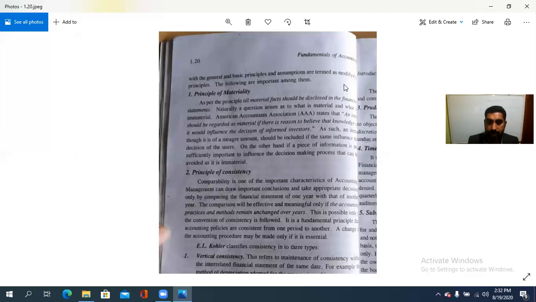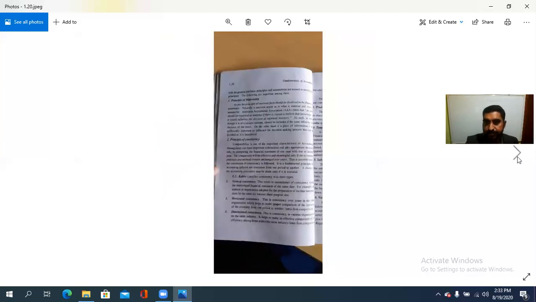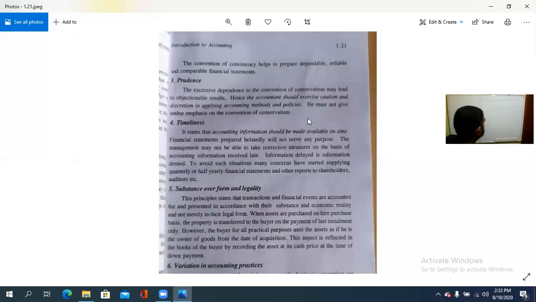Accounting procedure may be changed only if it is essential. ആവശ്യം ഉണ്ടെങ്കിൽ മാത്രമേ അക്കൗണ്ടിംഗ് പ്രൊസീജിയർ ചേഞ്ച് ചെയ്യാവൂ. അക്കൗണ്ടിംഗ് സ്റ്റാൻഡേർഡ്സിന് അകത്ത് അത് പറഞ്ഞിരിക്കും. അതാണ് പ്രിൻസിപ്പിൾ ഓഫ് കൺസിസ്റ്റൻസി. It is of three types: vertical consistency, horizontal consistency and dimensional consistency. Then next is prudence. Third is prudence.